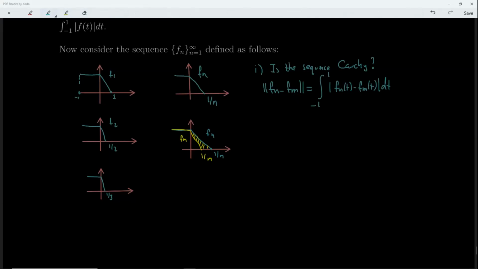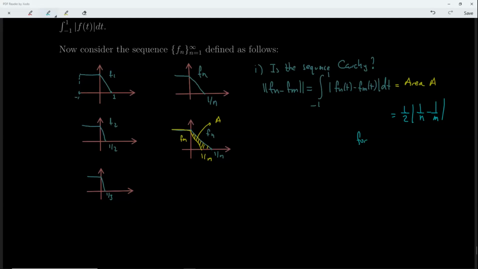So this is the area. And then that area is simply equal to 1 over 2 times the absolute value of 1 over n minus 1 over m. And what I can show is that as n and m go to infinity, that area is going to shrink down to 0, right?